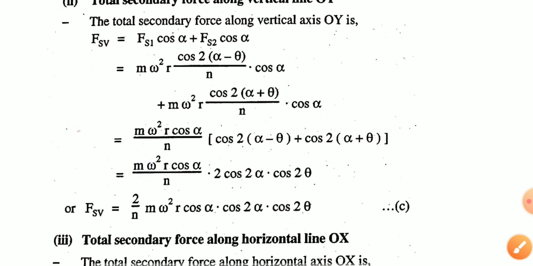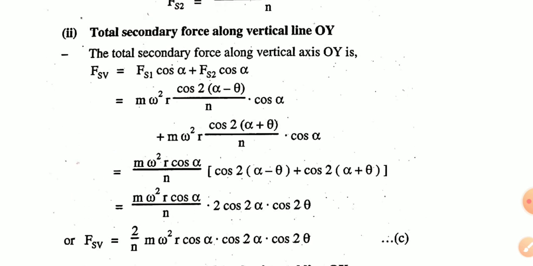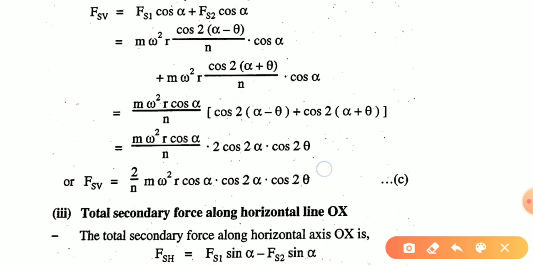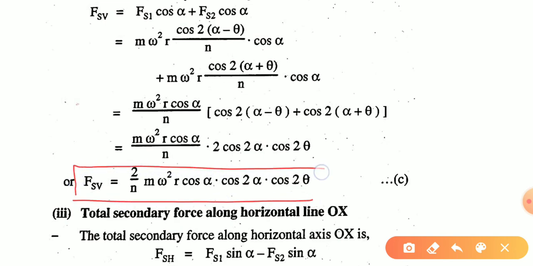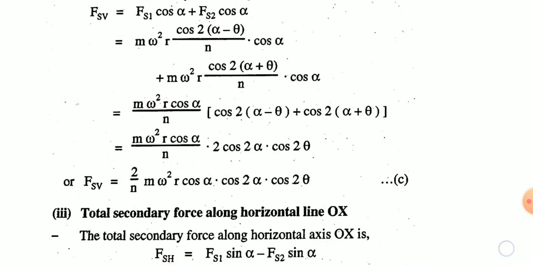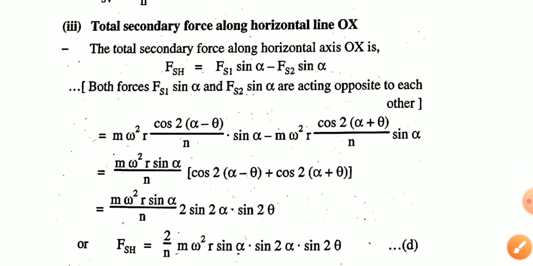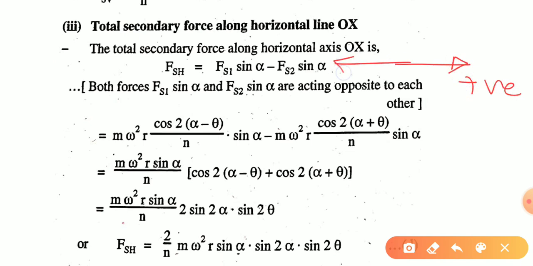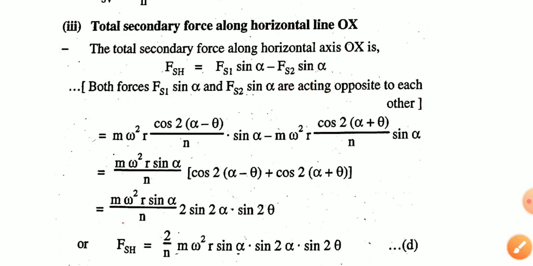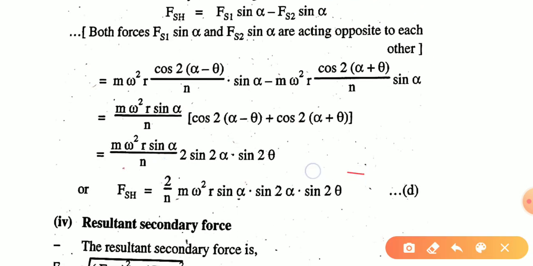And here by putting the values for cylinders 1 and 2, we will get the secondary vertical unbalanced force. Same way we can find the total secondary force along the horizontal line. The x-axis force is taken as positive and the y-axis force is taken as negative. So this will be subtracted, minus Fs2 sin alpha. Here it is our V engine. So this will be minus. So this is the secondary horizontal force.